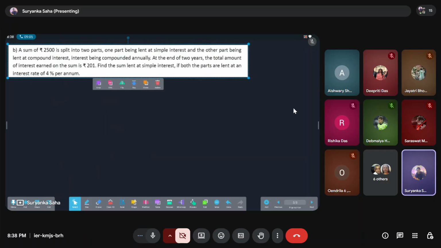Yes. A sum of 2500 is split into two parts. One part being lent at simple interest and the other part being lent at compound interest. In case of compound interest, the interest is compounded annually. So it is mentioned clearly. So at the end of 2 years, the total amount of interest earned on the sum is 201.